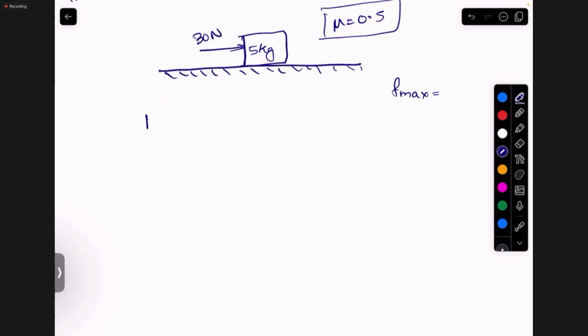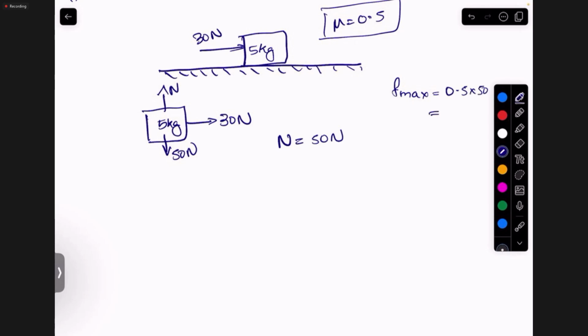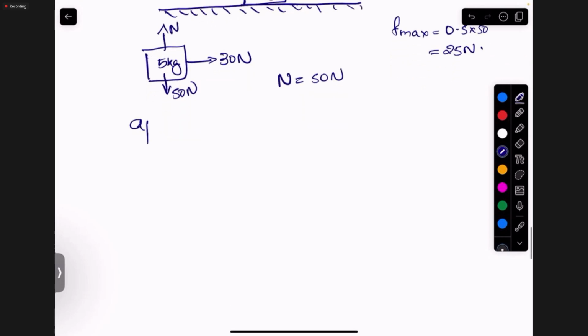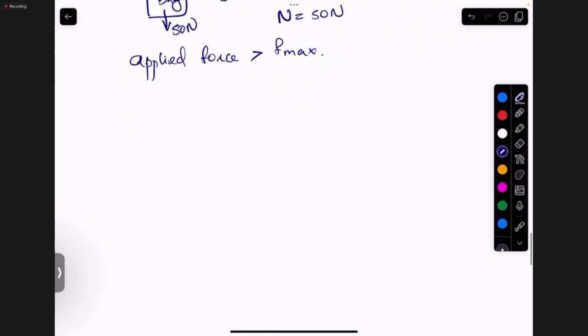So first of all, we have to draw the free body diagram. So this is 50 Newton acting downwards, N acting upwards, and 30 Newton acting towards the right. So N equal to 50 Newton because there is no vertical motion. So F max is 0.5 times 50 Newton, which is equal to 25 Newton. Applied force is larger than F max, greater than F max. So there will be a motion.